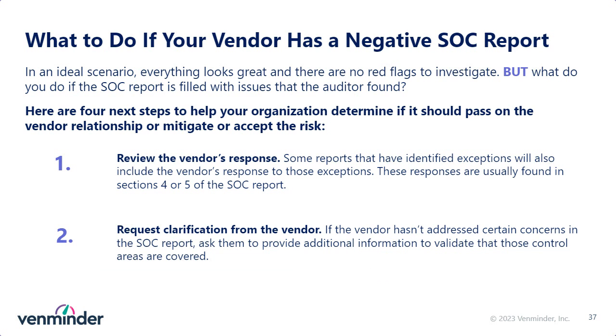Okay, so what do you do if your vendor's SOC report is terrible, if it's negative, if there are a lot of exceptions, if it's qualified? Well, first, you want to review any vendor's response that's in the report. Reports with exceptions or findings are oftentimes going to have a vendor response built into them, so you can assess what you have to do, if anything additional. Next, you really want to request clarification from the vendor. If the vendor hasn't addressed certain concerns in the report, then ask them to. Get additional information to validate that those control areas are covered or corrected, that there are other controls in place.